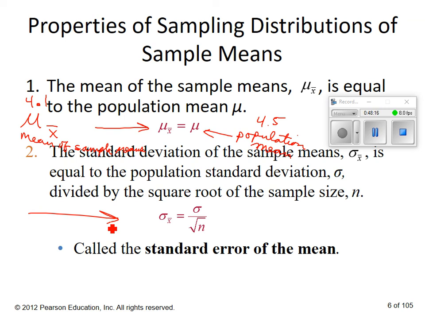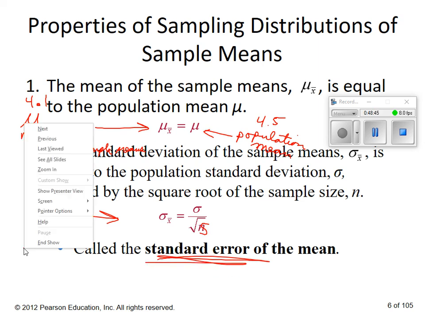So what was our sample size again? 5. So here we would put in a 5. And then we would just take whatever the standard deviation was of the population divided by the square root of 5. And that gives us the standard deviation of our sample. Actually, not standard deviation, it's called standard error.